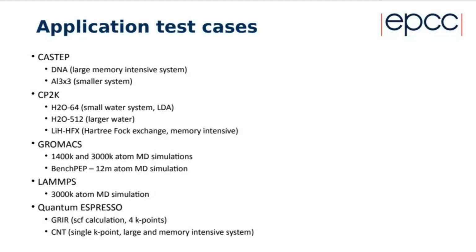2 MD simulations of 1.4 million atoms and 3 million atoms, and then a larger MD simulation which has 12 million atoms. And then for LAMMPS, I've got the same MD simulation as for GROMACS with 3 million atoms. For Quantum ESPRESSO, I looked at a graphene iridium system which does an SCF calculation, uses 4 K points, and then a carbon nanotube, which is again a larger, more intensive system.